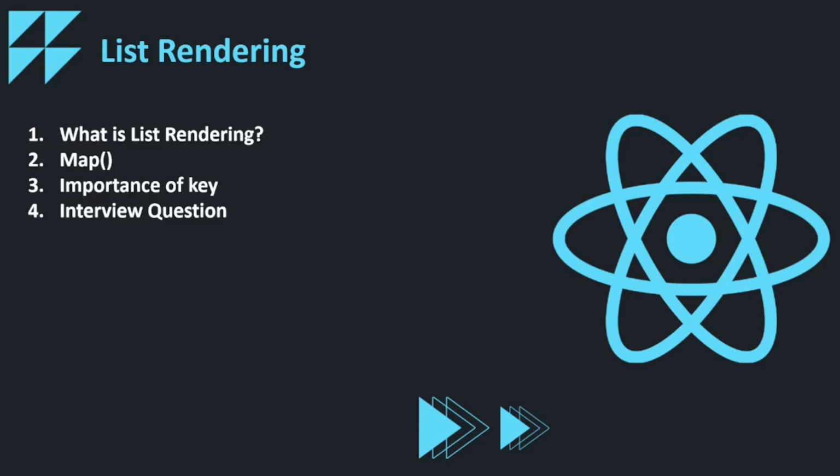So first of all, let us understand what is list rendering. Basically, list rendering involves efficiently displaying a dynamic list of data on your application's user interface. Now let's explore the most common technique for list rendering using the map method.